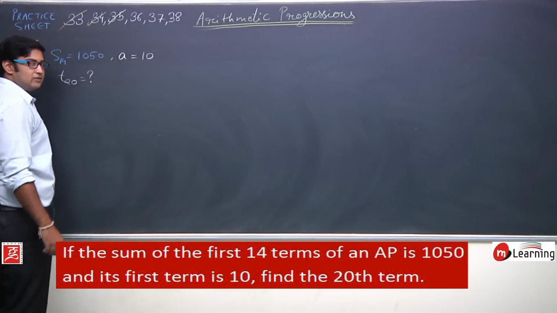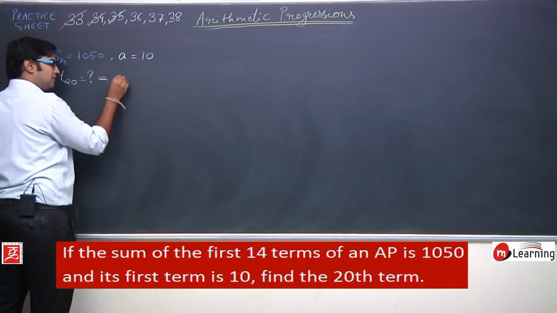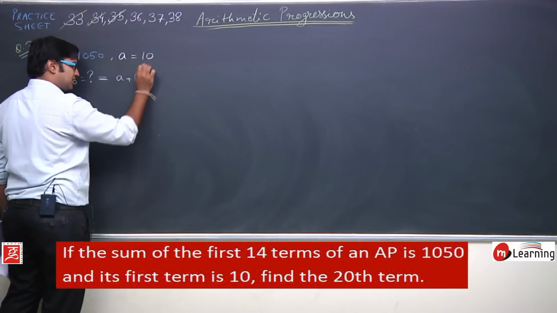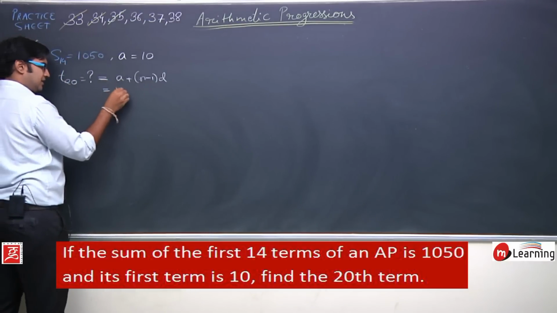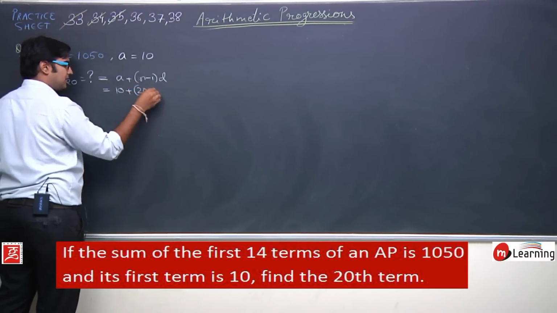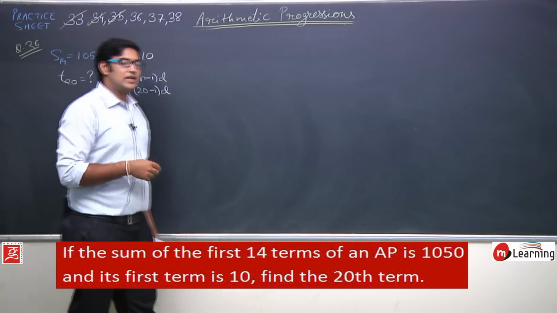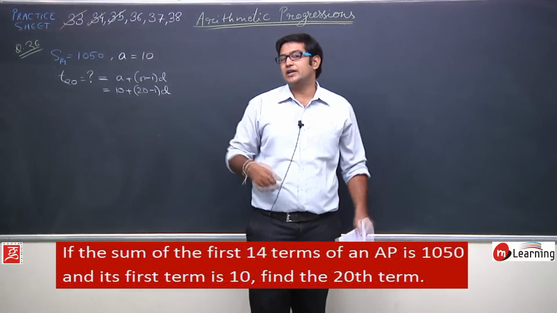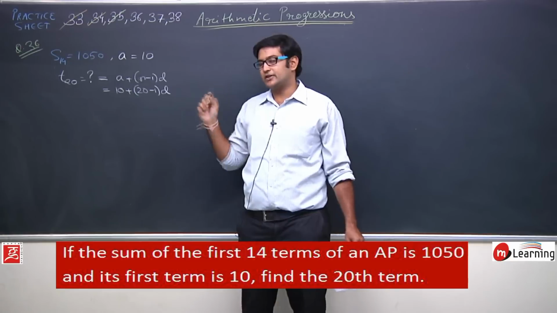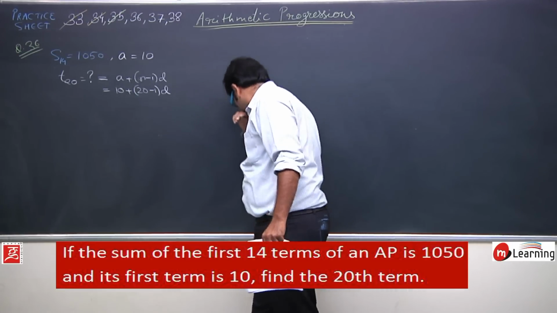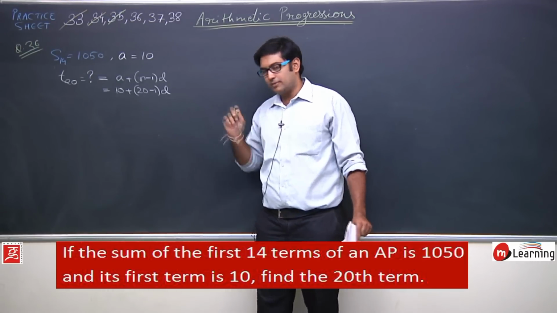What will be the value of T20 using the formula for the general term of an AP? It will be a plus n minus 1 into d, that is, a is 10 plus n is 20 minus 1 into d. So if I calculate the value of d, I will be able to determine T20. So my task is to determine the value of this common difference.